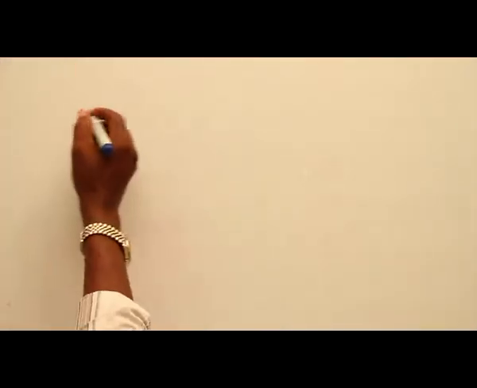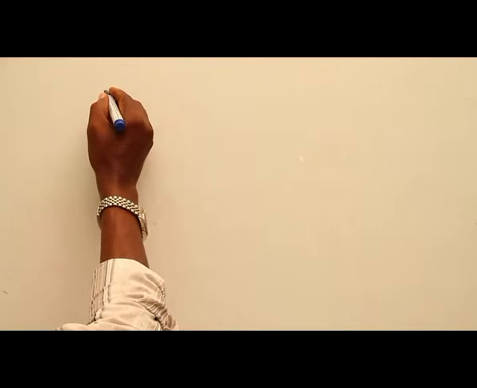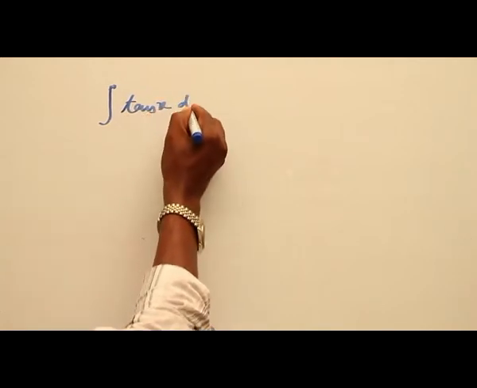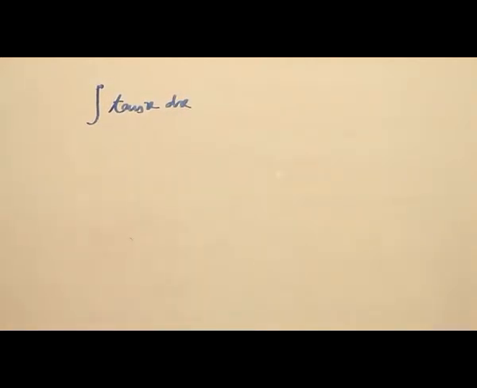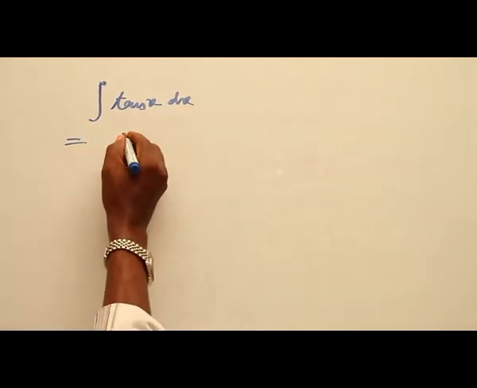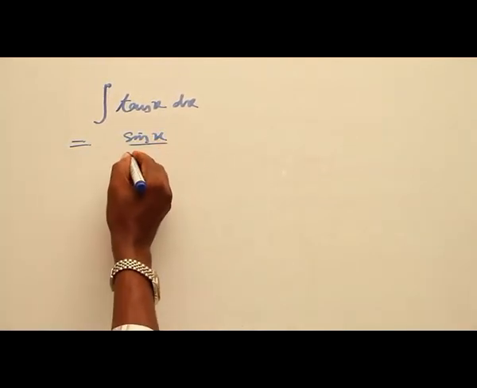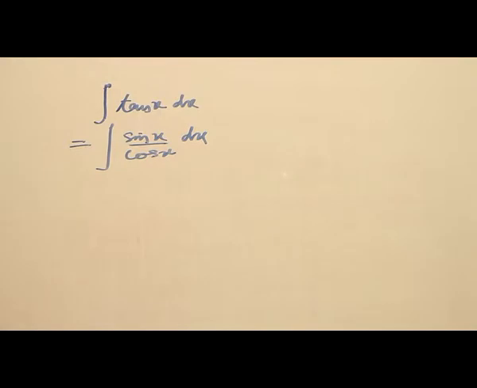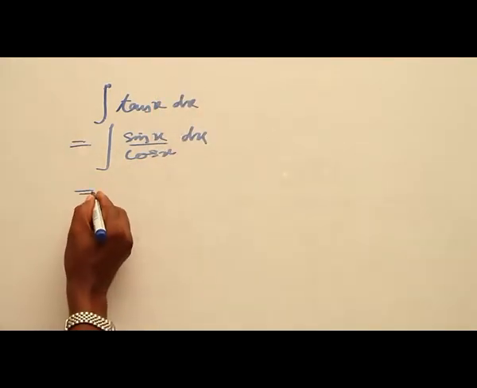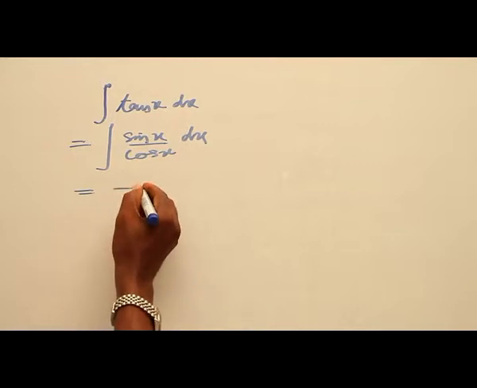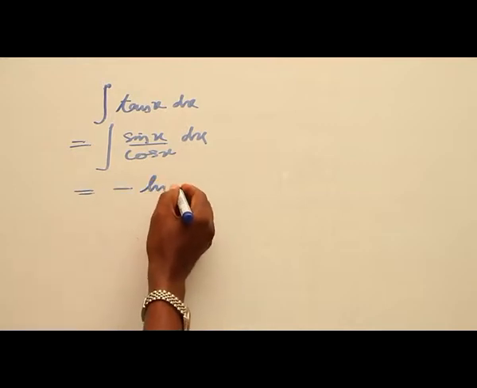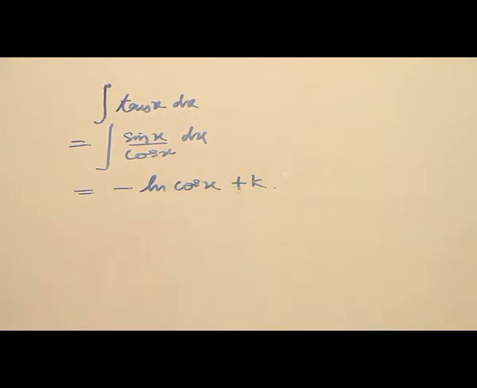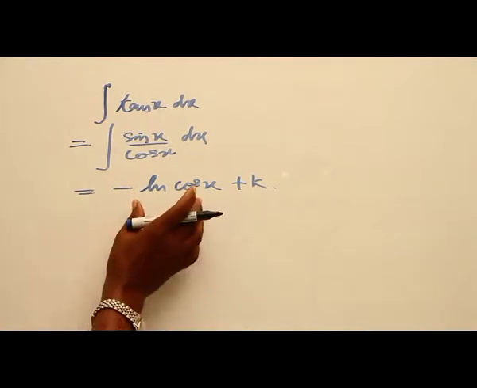Still under the trigonometric functions, if you have a case like this, you are asked to integrate tan s with respect to s. You will recall that tan s is the same thing as sin s all over cos s with respect to s. Now, there is a function here. Let's give the answer first. This will actually be equal to minus the logarithm of cos s and then plus the constant of integration, which is k.